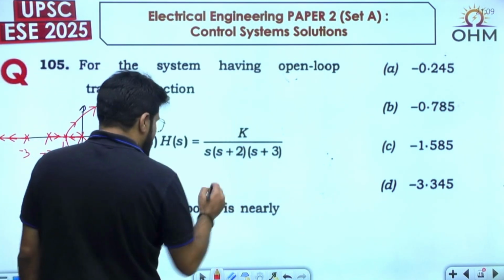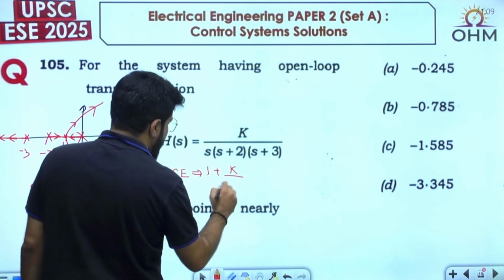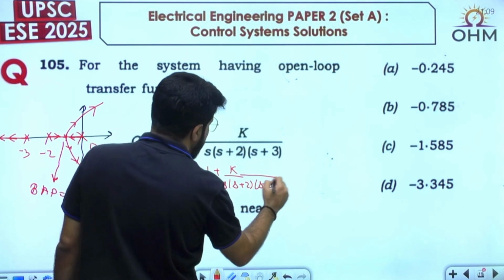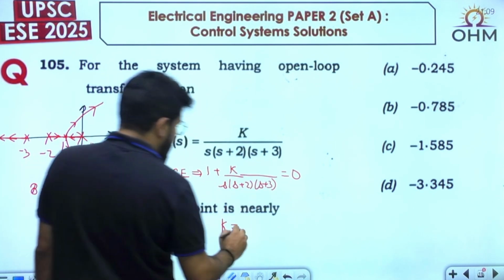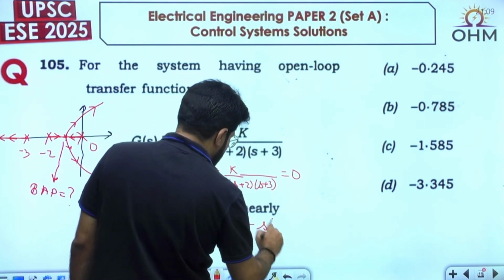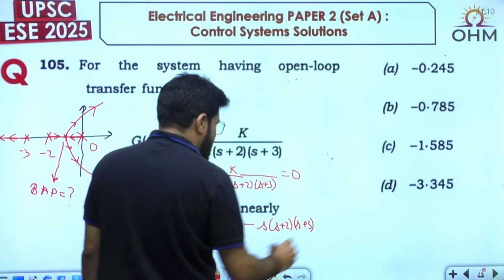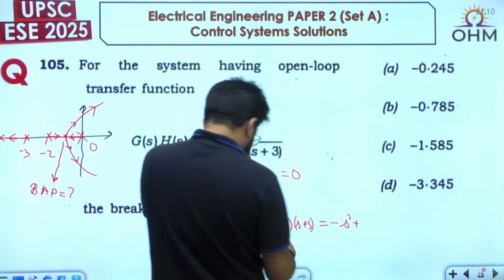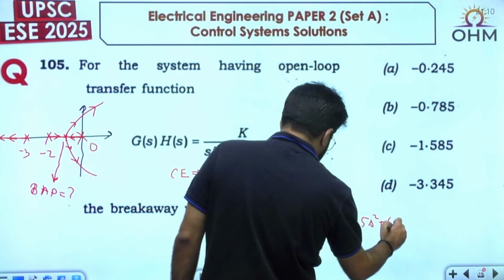First, take the characteristic equation, 1 plus G(s)H(s) equal to 0. From the characteristic equation, write down K as a function of s. If you write K as a function of s, it becomes minus of s(s plus 2)(s plus 3), which can be written as minus of s cube plus, how much does it become? 2 plus 3, 5 s square plus 3 into 2, 6s.